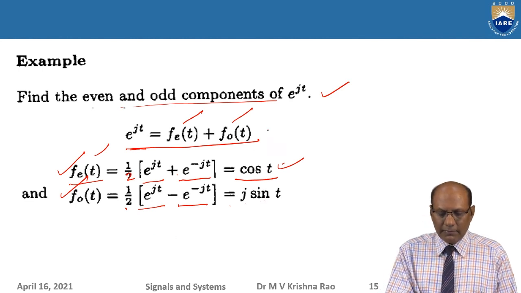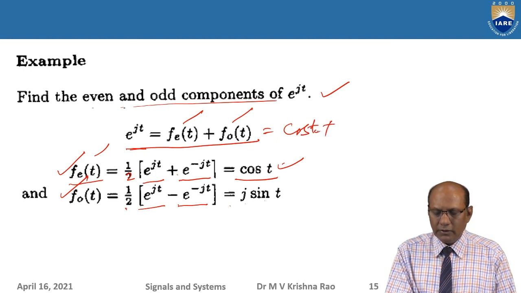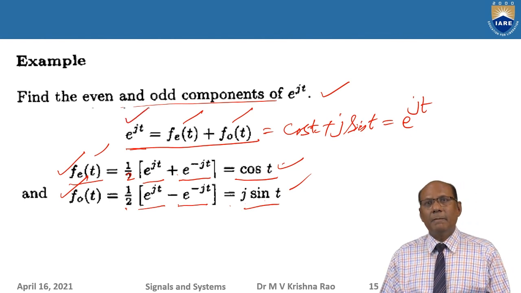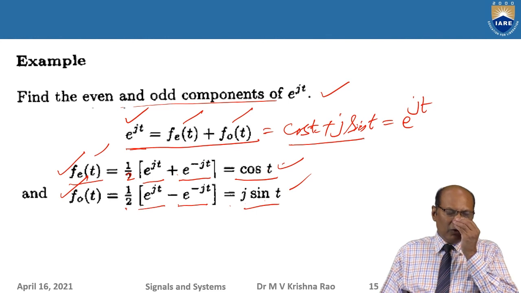Now if I add, what will happen? Cos t, the even part, plus j sin t. This is nothing but e to the power of jt. Okay, this is what the given signal is. So by adding the even and odd parts, I have built the original signal.